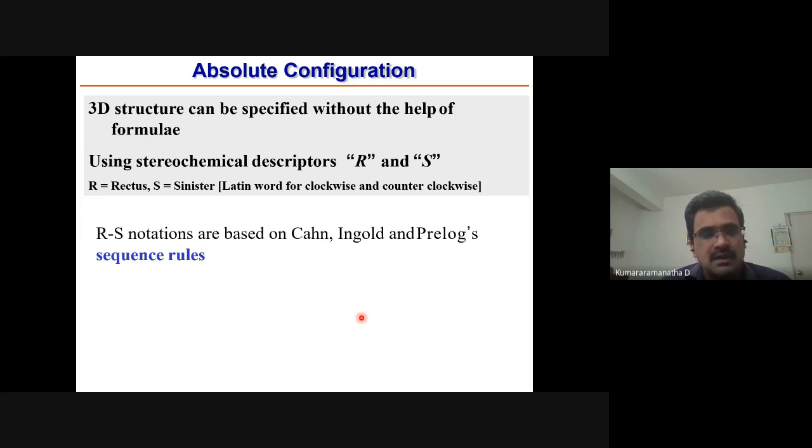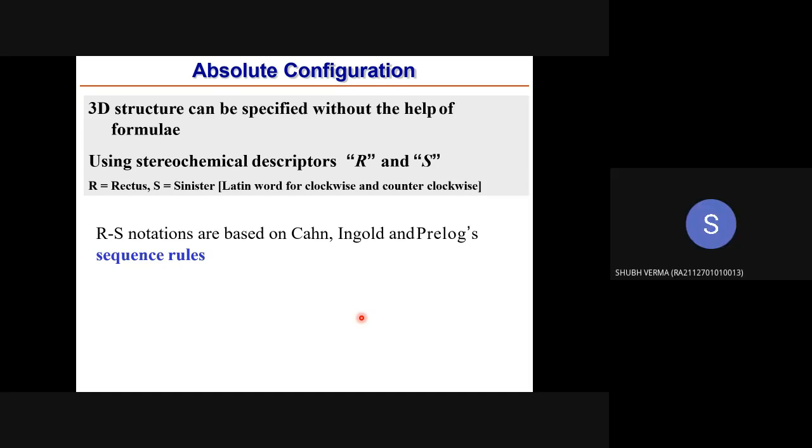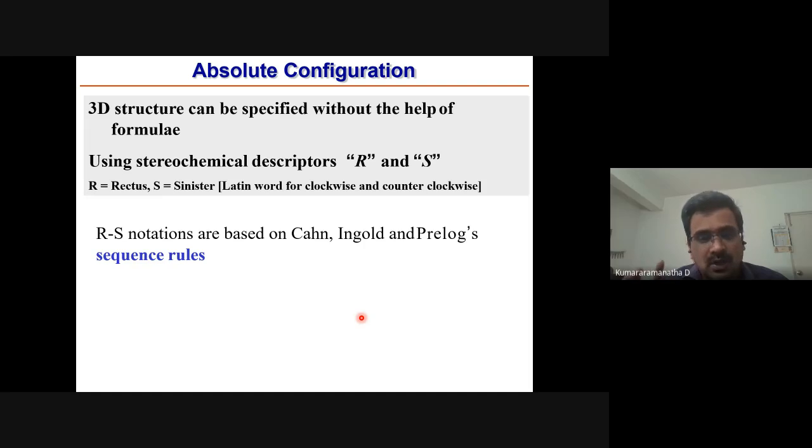Anyone? I think yesterday a few of you could answer that already, but whoever is aware of it can answer. Anyone in the class, what exactly I'm asking is, how do you assign the priority for various groups? Yes, go ahead. The more the atomic number, the greater the priority. Yes, so the more the atomic number, the higher the priority as compared to carbon. If you have another atom, that will get the first priority.